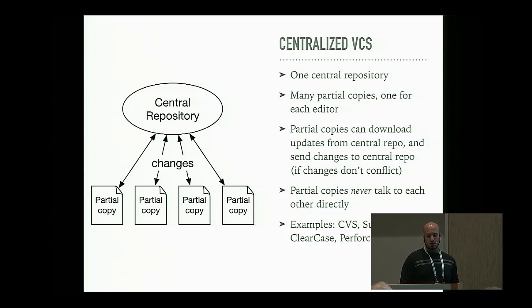It allows you to go back to old versions and allows multiple editors to make lots of changes without stepping on each other's toes. So this is what a centralized version control system looks like. There's a central repository. Every individual editor has their own partial copy of the repository. It just has the latest changes and doesn't have all the historical work. This is what something like CVS or Subversion looks like.